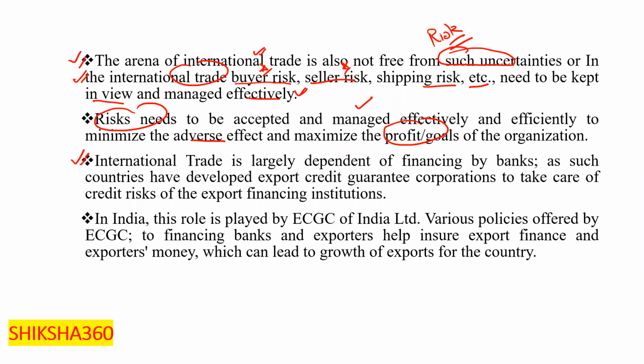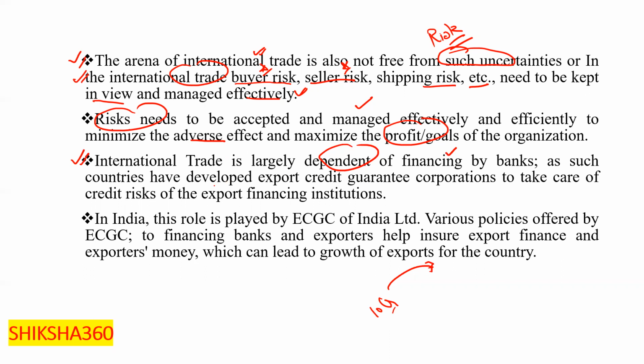International trade is largely dependent. How does it depend? If you are exporting materials to a foreign country worth 10 crore, any organization does not have that much funds. So the role comes to the banks; banks play an important role here. International trade is largely dependent on financing by banks.